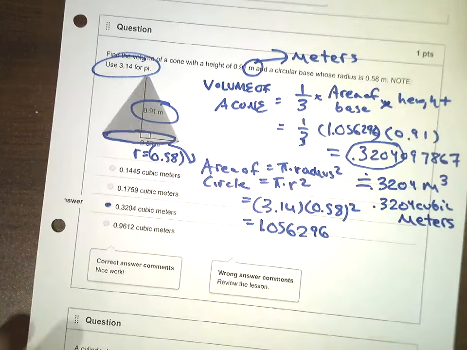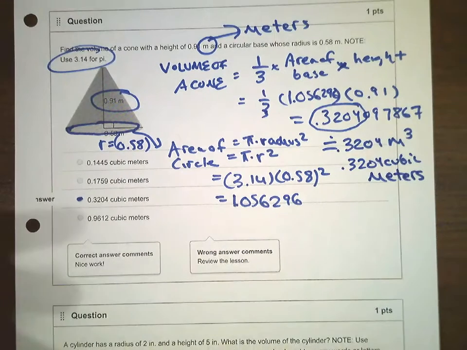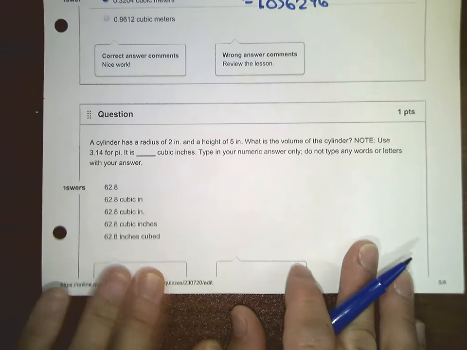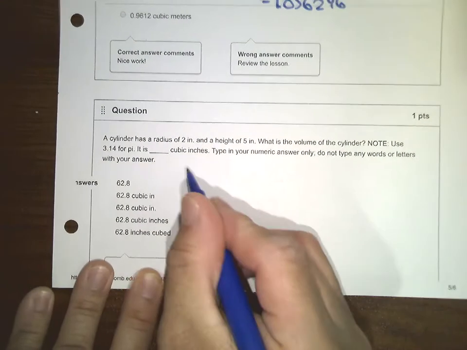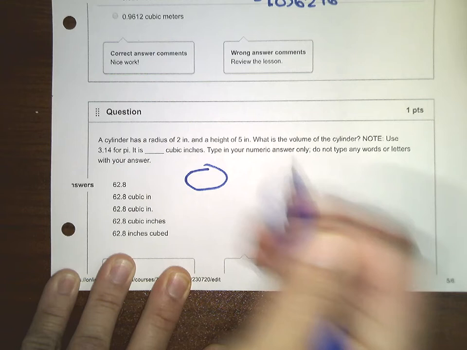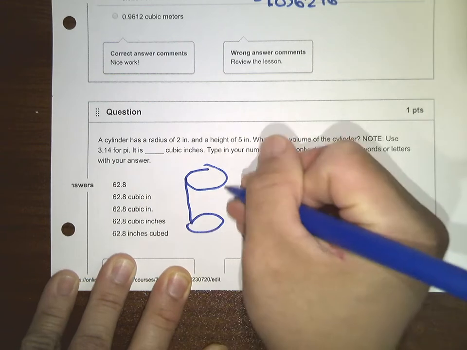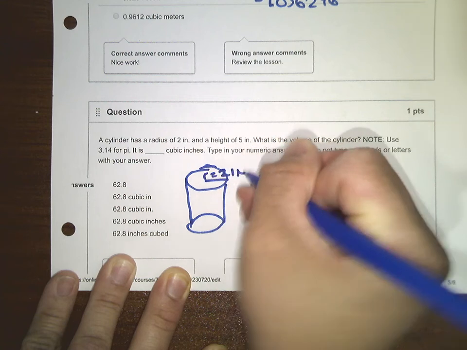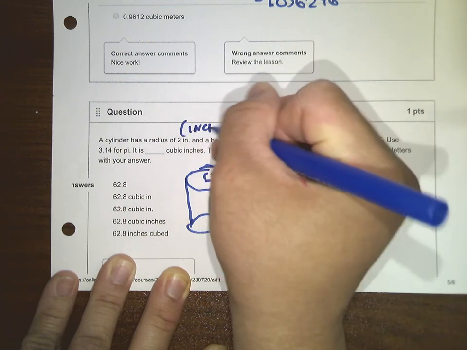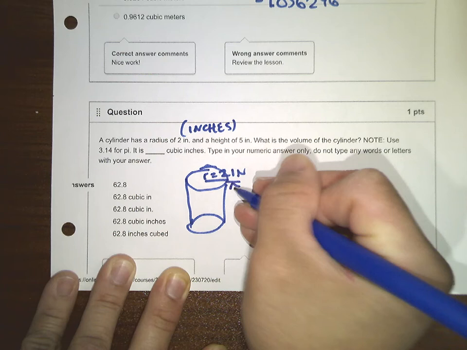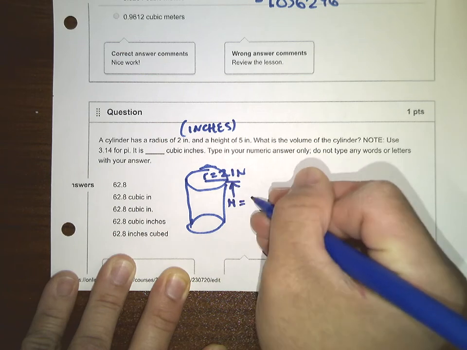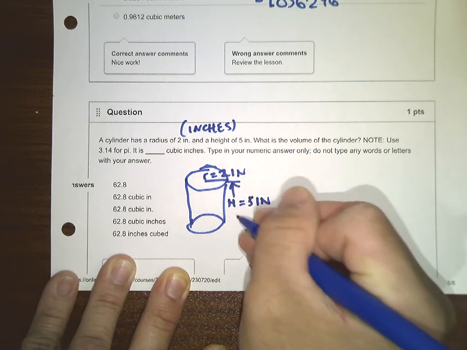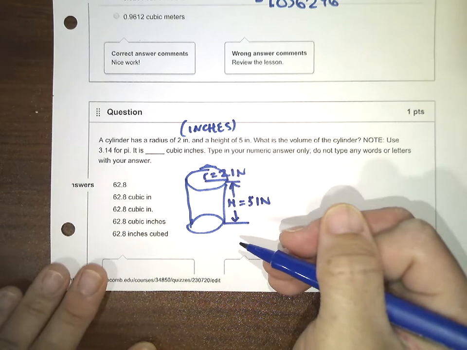All right, so let's try another problem right here. We're back to a cylinder here. A cylinder has a radius of 2 inches, so r is 2 inches. IN is inches, and a height of 5 inches. So h is for height, 5 inches. And what is the volume of the cylinder?